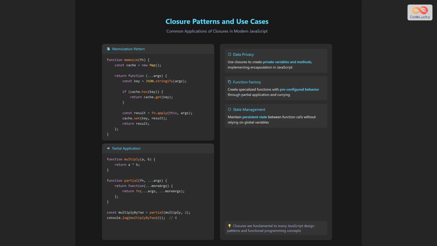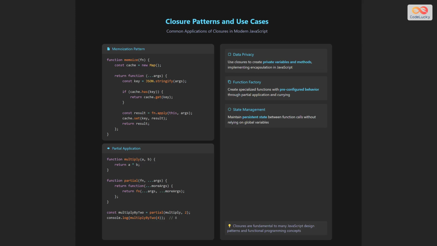Closures are also used for partial application. Partial application lets you create new functions by pre-filling some arguments of an existing function. The partial function takes the function and the arguments and returns a new function with those arguments pre-filled. This makes the new function simpler and easier to use.